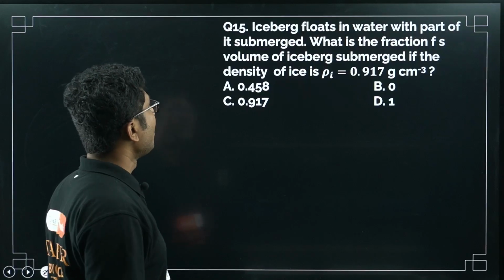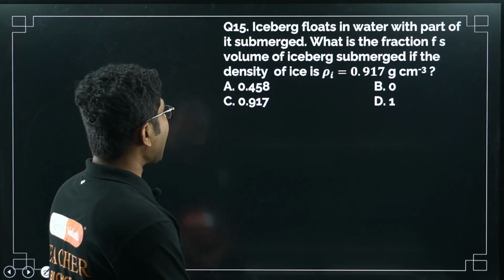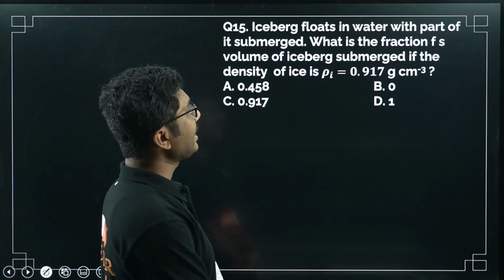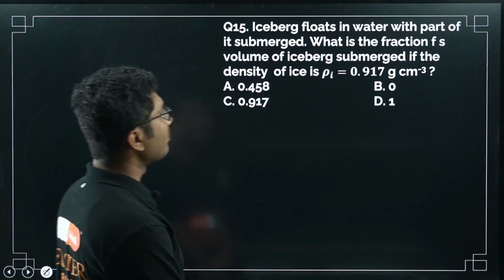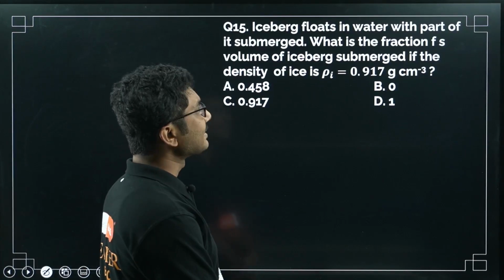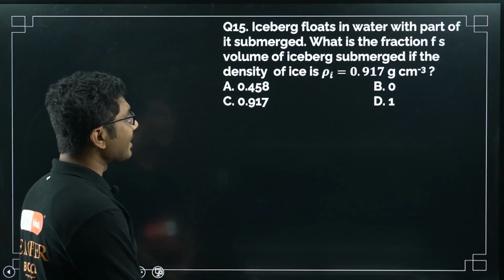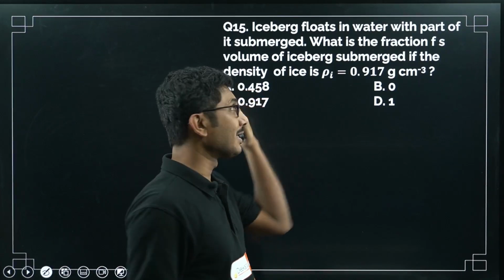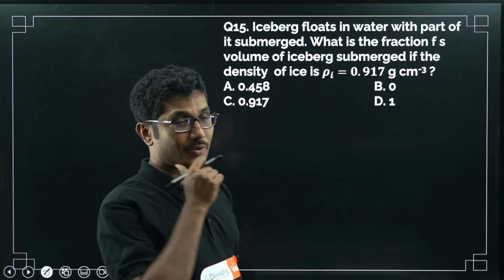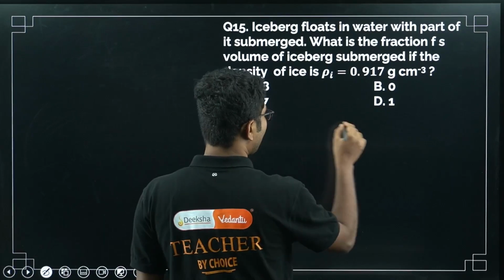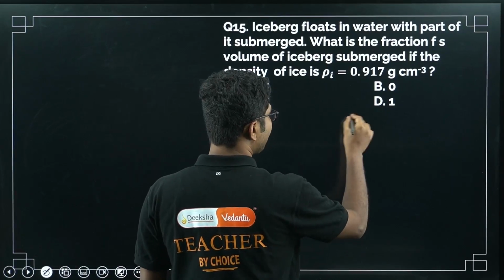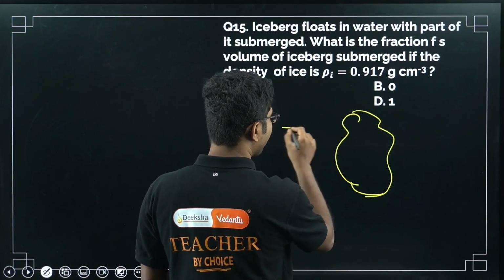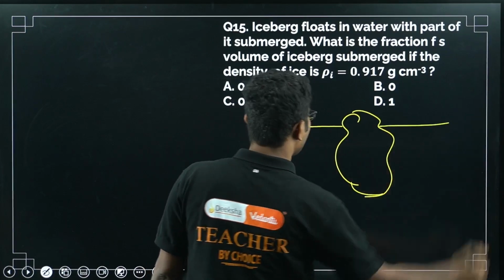Now question number 15. An iceberg floats in water with parts of it submerged. What is the fraction of volume of the iceberg submerged if the density of ice, rho I, is equal to 0.91 gram per centimeter cube? So we have an iceberg. I solved this question during our class, if you remember. This question is based on Archimedes principle.